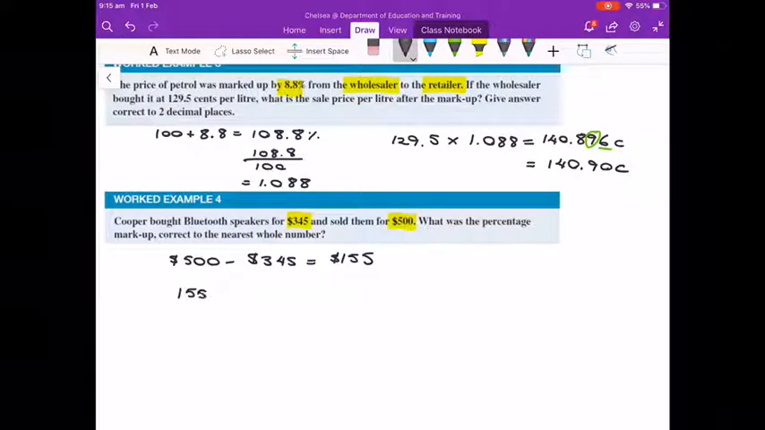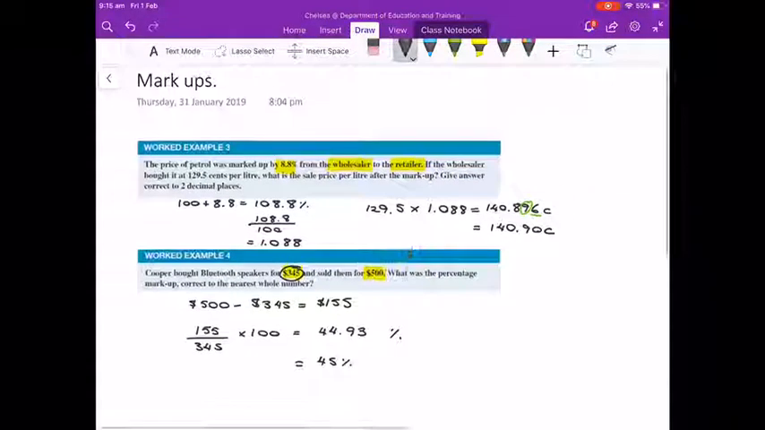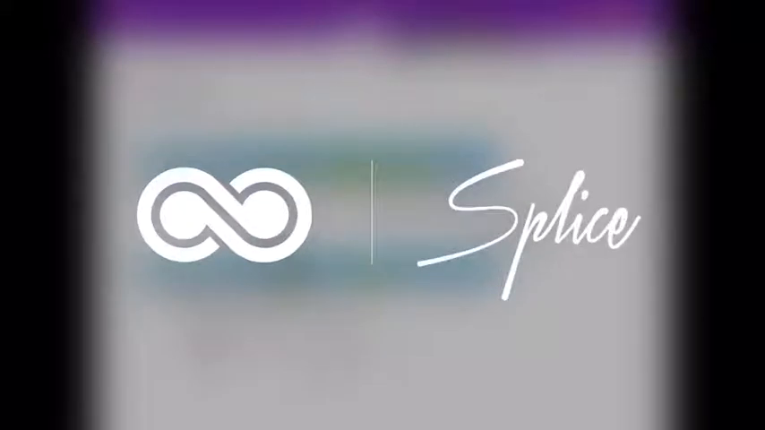So we use that difference, we divide it by what it originally was. Then we times it by 100 because our solution is a percentage. Now the answer is 44.93%. We want it as a whole number, so if we were to round that, it would be 45%. And that is how you calculate a markup using percentage increase.